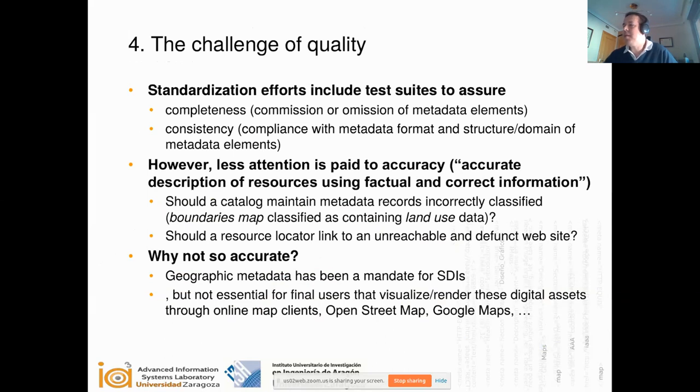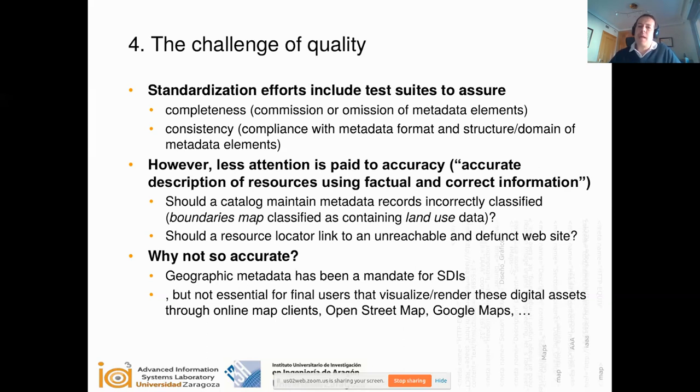Well, this is more or less the experience in different projects in the last 20 years. I also consider that it's important that we pay attention to the quality of metadata, because usually the standardization efforts with different metadata standards include test suites to assure interoperability, that is to say, to assure completeness, the commission or omission of metadata elements according to the different metadata standards, and also they assure the consistency, the compliance with metadata formats and the extent and domain of metadata elements.